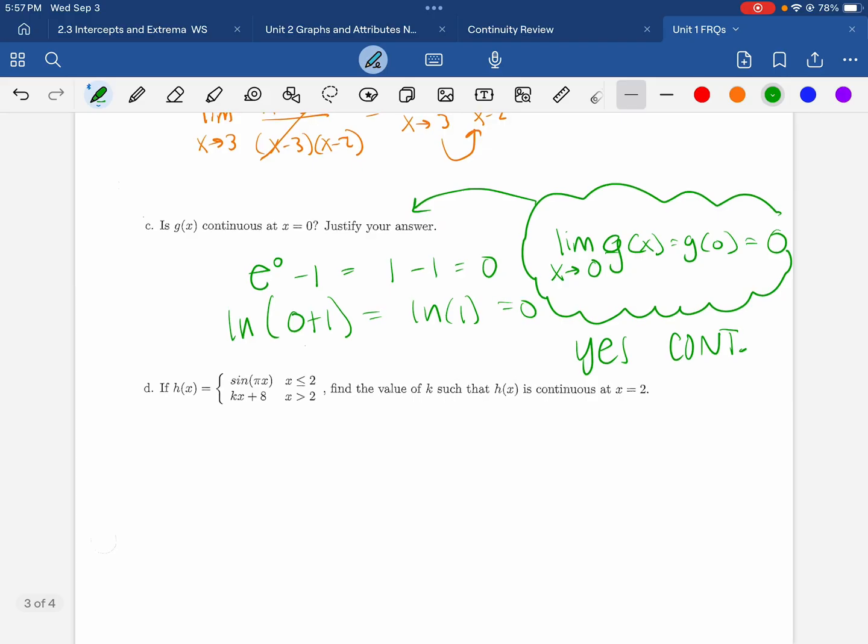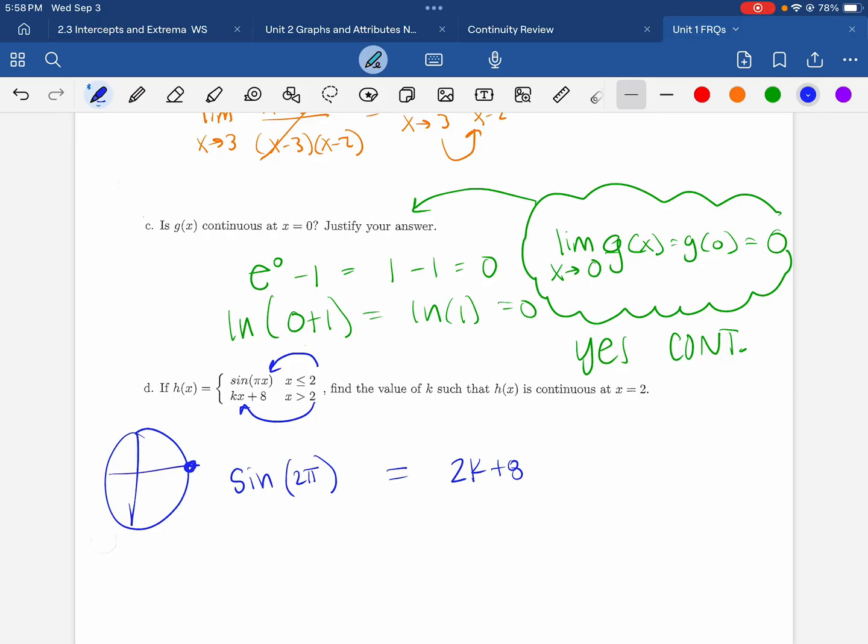If h of x equals this guy right here, find the value of k so that you are continuous. So when you plug 2 in, you get sine of 2 pi. And when you plug 2 into the other guy, you get 2k plus 8. All right. And for this to be continuous, they both have to equal each other. On your unit circle, 2 pi is right here. That sine value is 0. Minus 8. K equals negative 4.